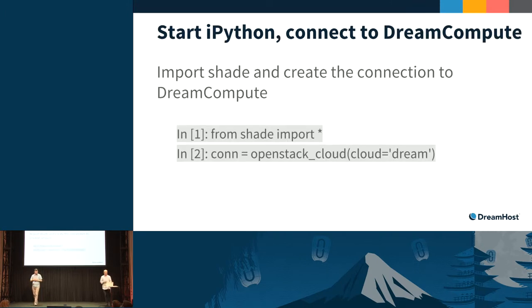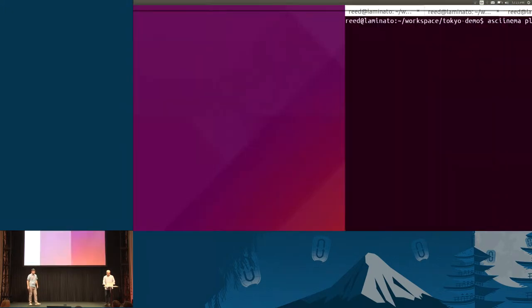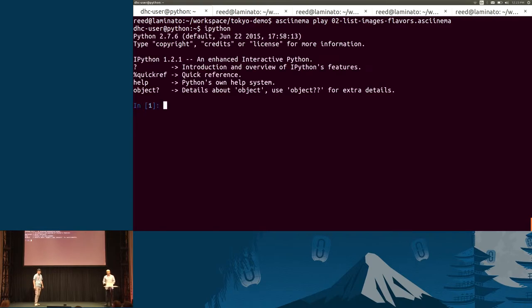So now that we have Shade and our authentication done, we can just start Python and play around. This is the simple way to create a con object that instantiates the cloud with the name Dream that we put into the YAML file. Then we can start exploring our cloud. So let's see how that looks. You start your Python interpreter, and we like IPython because it's interactive and you can search and go back. So Shade import everything quickly, and then you get your cloud instantiated.